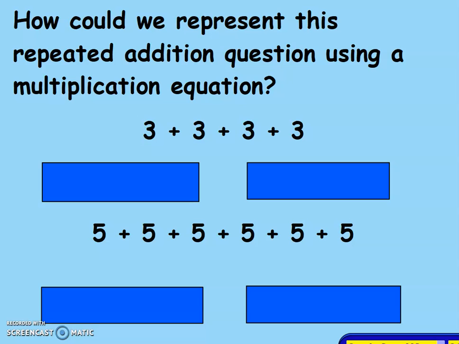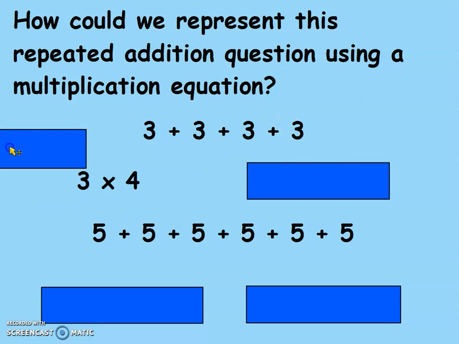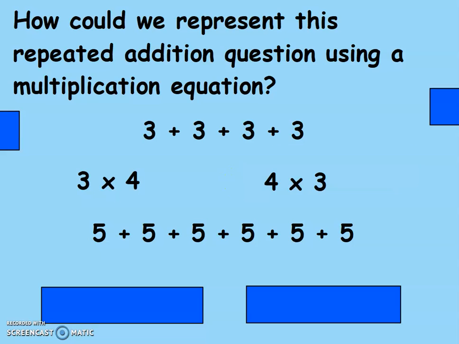Remembering that multiplication is commutative, how could we write this equation? So we can see we've got a repeated addition, 3 add 3 add 3 add 3. How many lots of 3 have we got? So we've got 1, 2, 3, 4. So we have 4 times 3. Or 3 times 4, because we can write it in any order. Can you have a try at doing the next one?